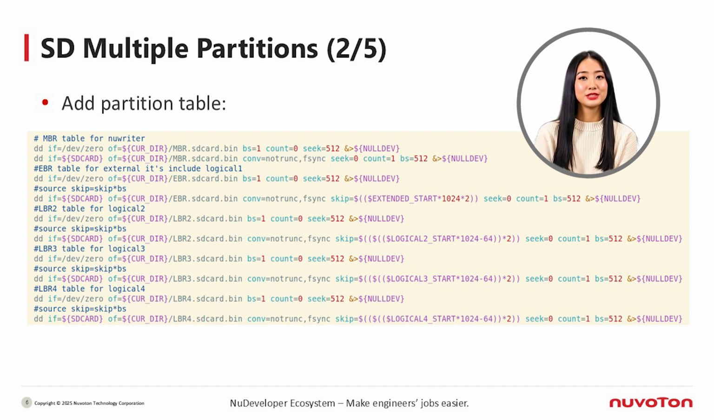The skip parameter is measured in sectors. On the platform, one sector of the SD card equals 512 bytes, meaning 2 sectors equal 1 kilobyte. Therefore, the starting position for the extended boot record, EBR, must be converted into the number of sectors. Note that the EBR is located 64 kilobytes before the starting address of the partition. The conversion process is as follows. 1. Convert the partition's starting address to kilobytes. 2. Subtract 64 kilobytes from the result. 3. Multiply the value by 2 to convert it to the corresponding number of sectors.